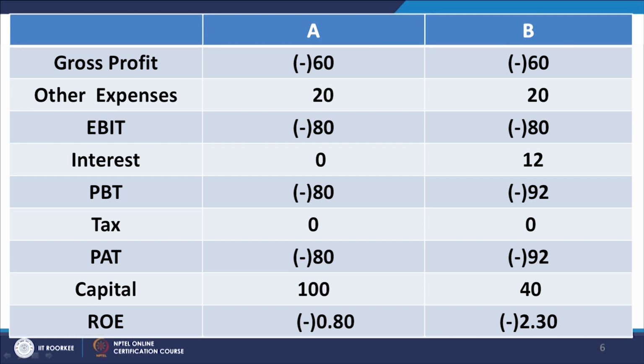What is the outcome? That the interest of 12 units has also to be debited to the profit and loss account, which further escalates the losses of company B, and the total amount of loss of company B now goes to 92 against 80 for company A before tax.